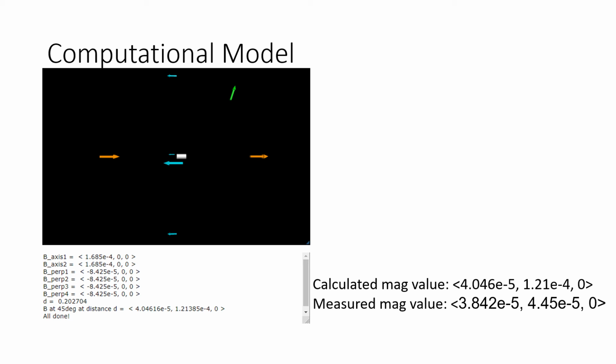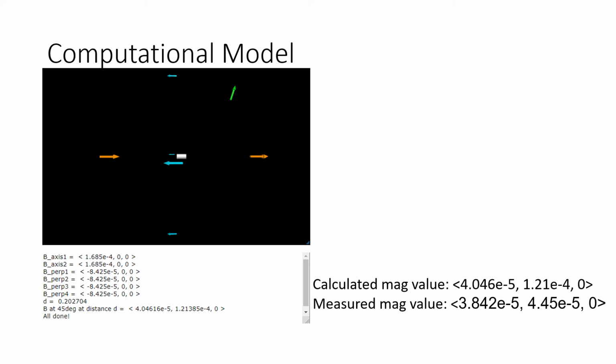So the calculated value from our computer model is 4.046 times 10 to the negative 5 and 1.21 times 10 to the negative 4. And our measured magnetic field value is 3.84 times 10 to the negative 5 and 4.45 times 10 to the negative 5. As we can see, the x component does not have much difference. However, the y component has a much larger difference than the x component.